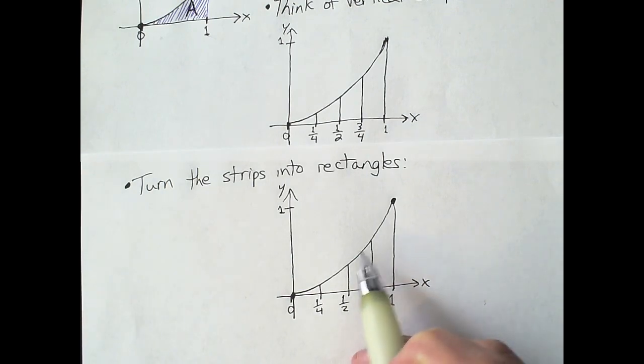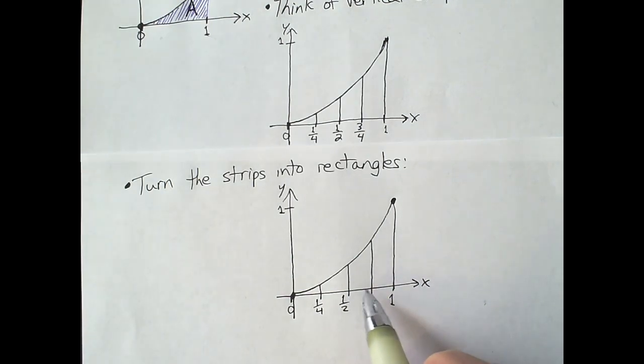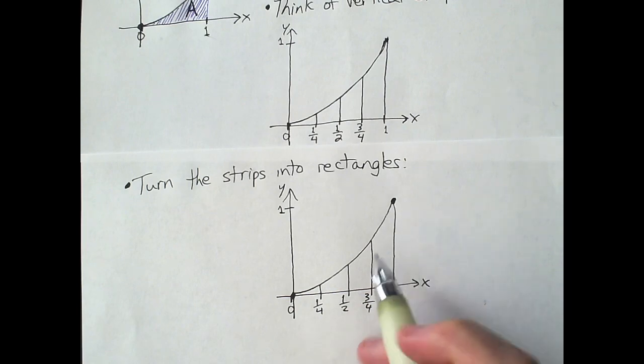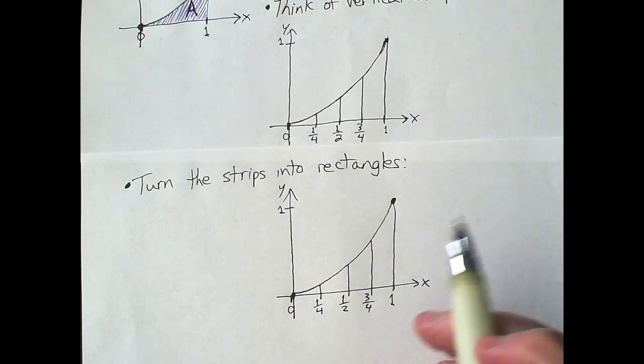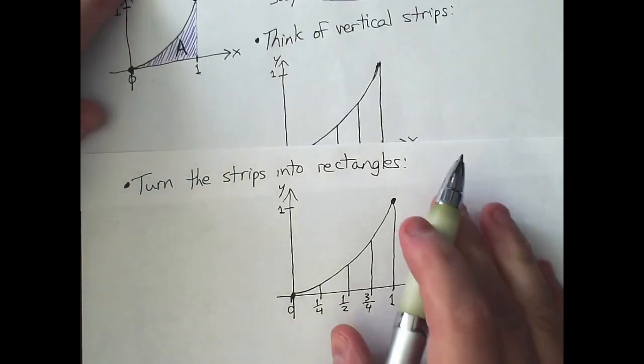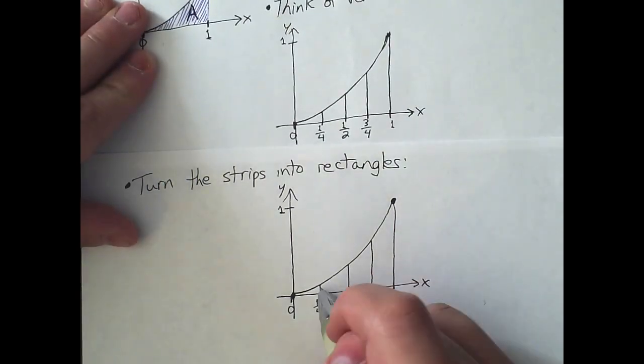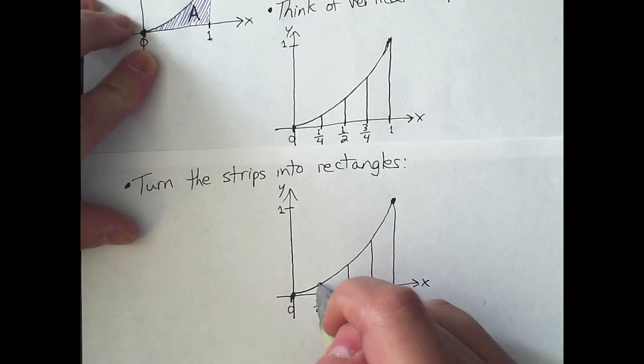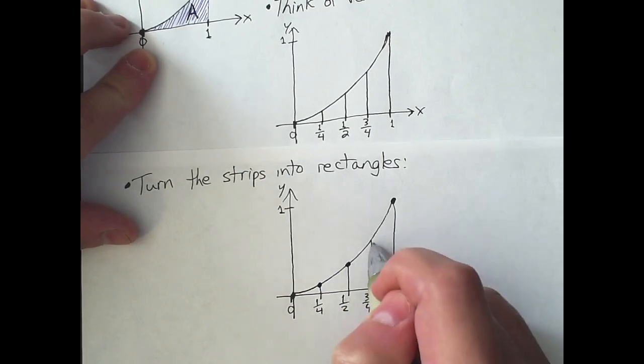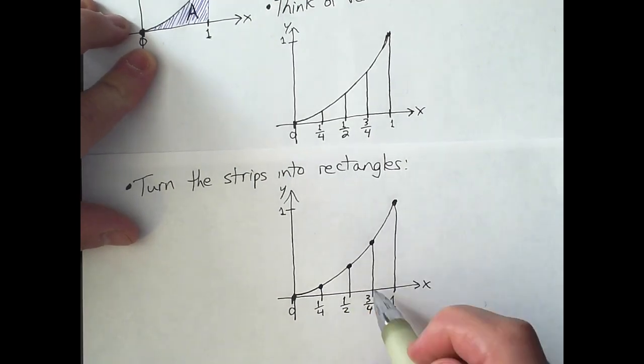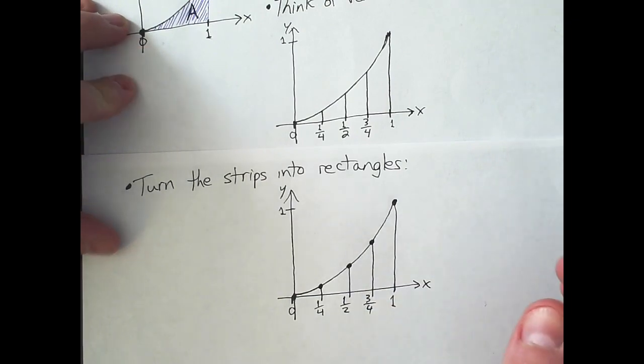It's the top, right? Because the left side is flat, the right side is flat, and the bottom is flat. Those are just line segments. It's the top that's curved. So if I wanted to somehow make a rectangle based on this, I need to do something about the top. Let's look at where these vertical strips touch the curve. I'm going to shade these in as dots. There's a dot here, and a dot here. That's where the vertical strips touch the curve.